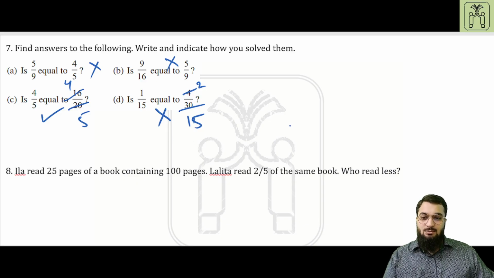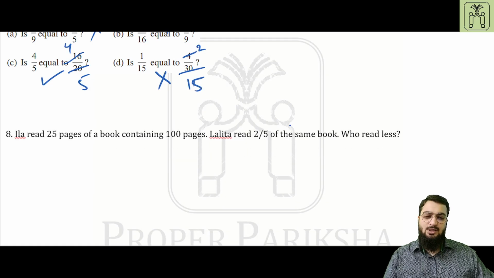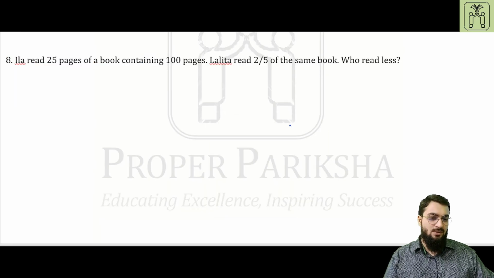Coming to question number 8. Ila read 25 pages of a book containing 100 pages. Lalita read 2 upon 5 of the same book.